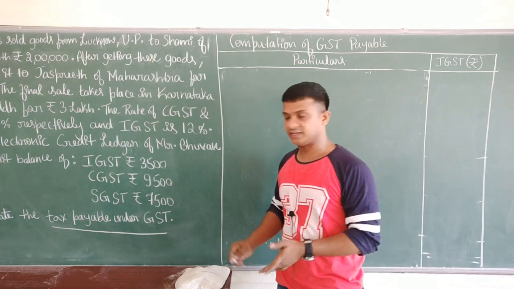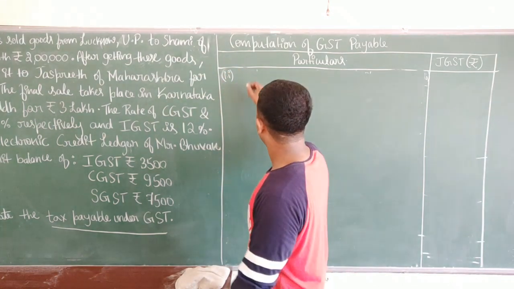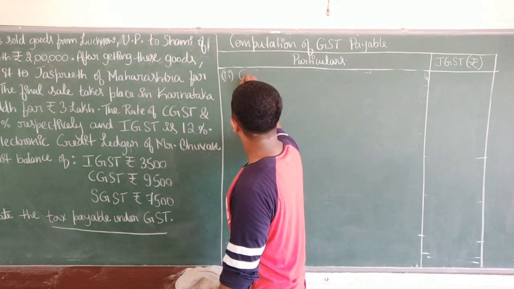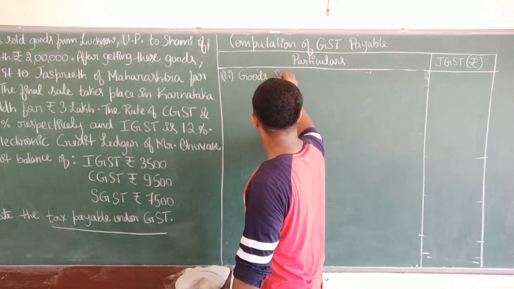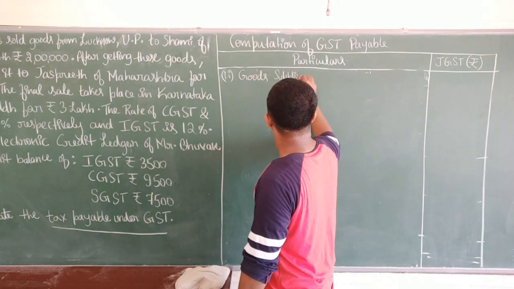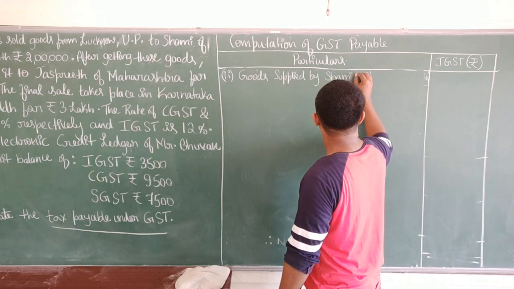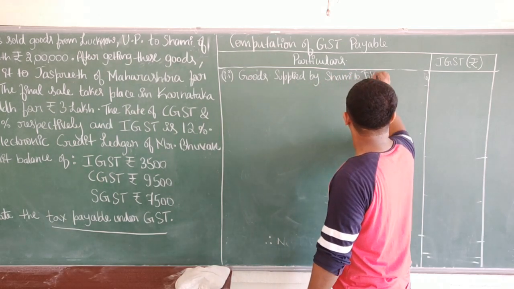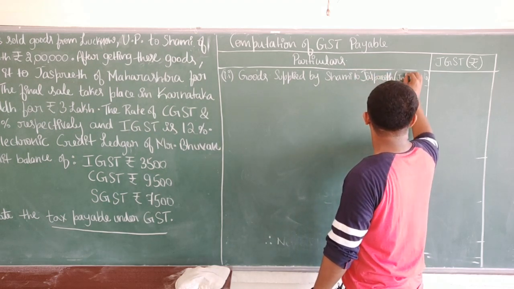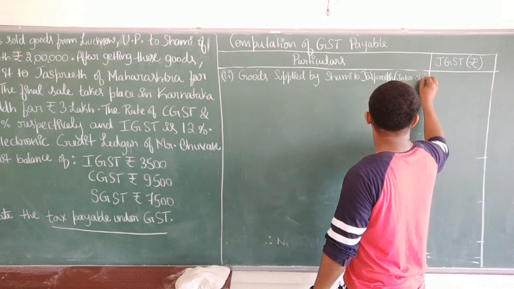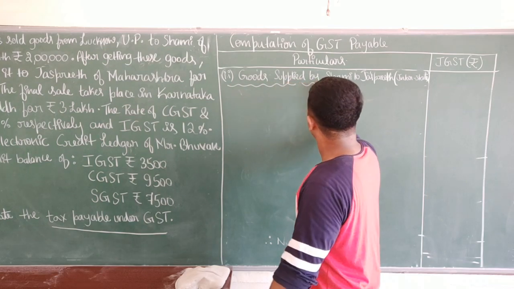Again, interstate supply, so IGST is charged. So let us start our calculation. This is the second transaction, so I will be writing that. Next, who is supplying goods? Goods supplied by Shami to Jaspreet. Again, it is interstate, so I will be writing that as well: interstate transaction.